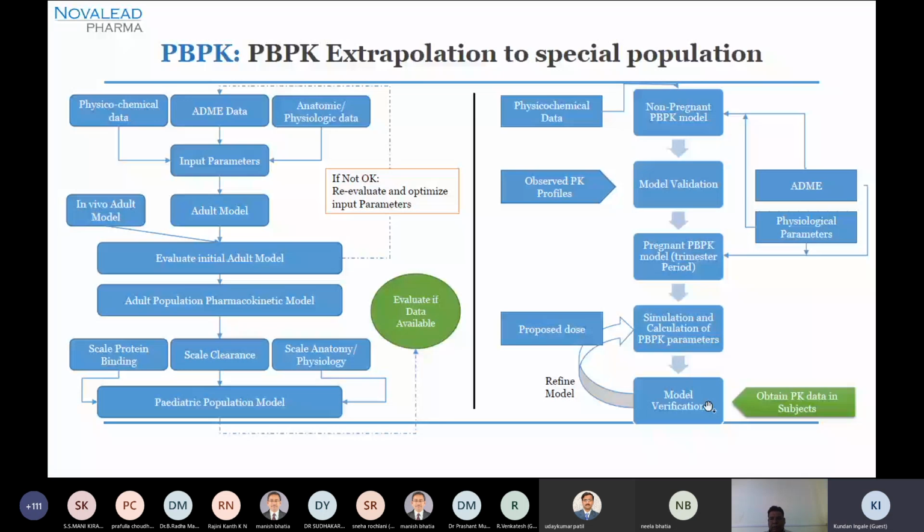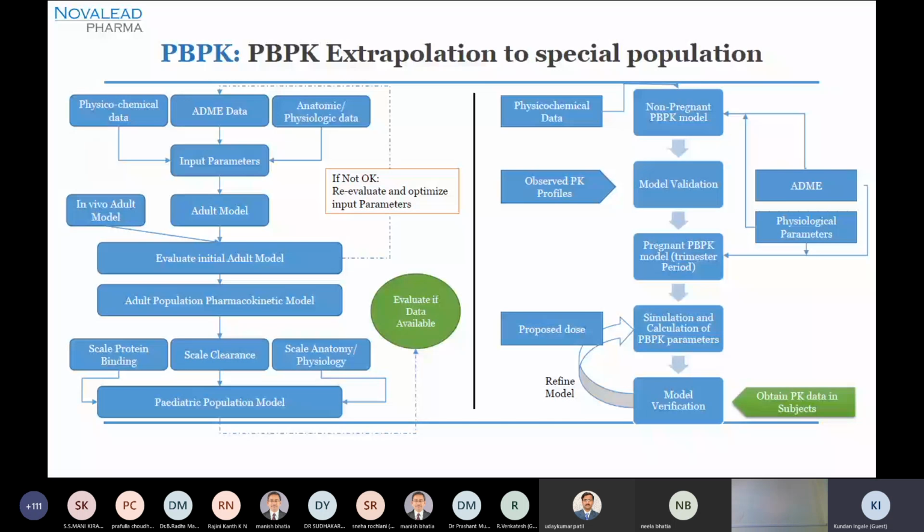If your model verification is successful, it's okay. If it is not, then you can again refine the model. Now what would be the outcome of all this exercise? You can estimate what would be your dosing frequency, whether at a particular dose the concentration is sufficient or not.